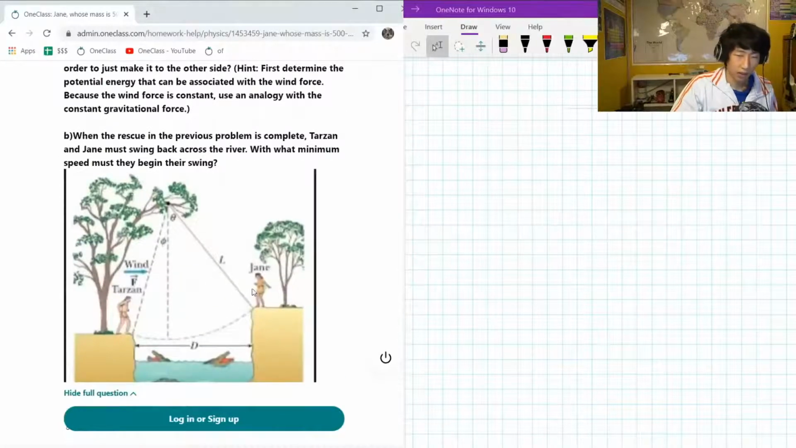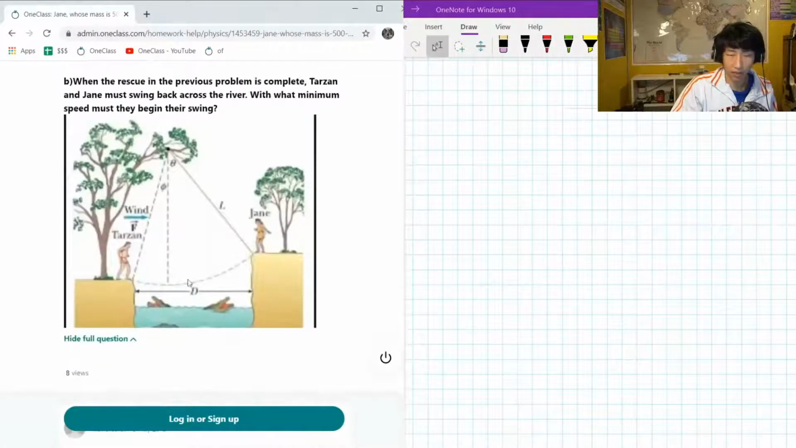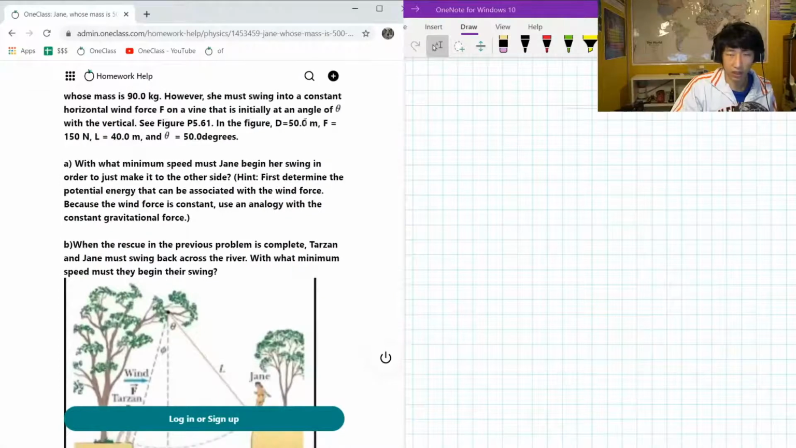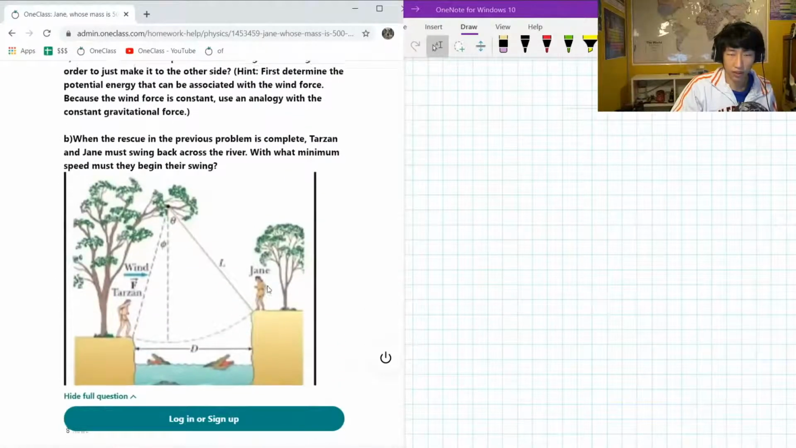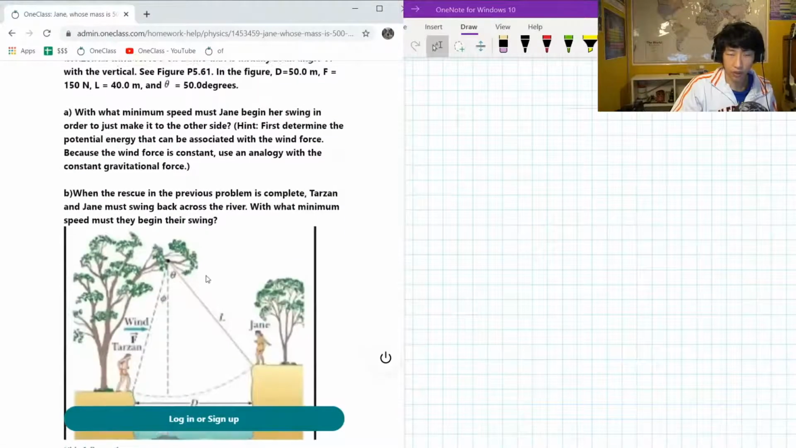Oh, this is the diagram that represents it. So as Jane starts here and she swings over, the wind is working against Jane in this case, as she's swinging there. It's initially set at an angle theta with the vertical. Theta is given as 50 degrees. And we also have a couple of distance values. So the separation of the river is 50 meters, the wind force is 150 newtons, and the length of the rope is 40 meters.